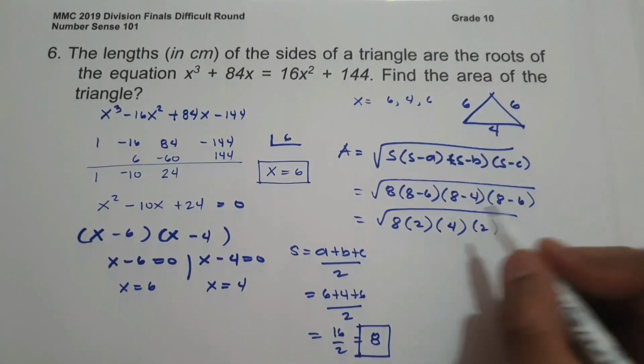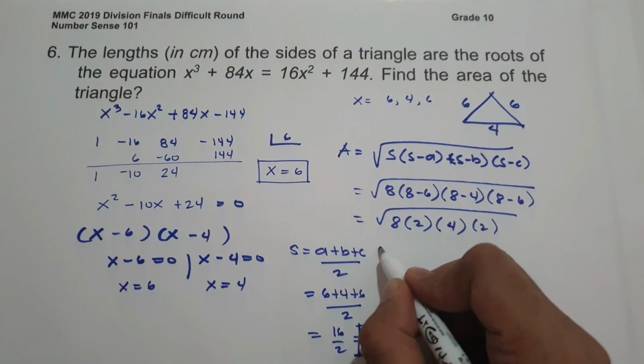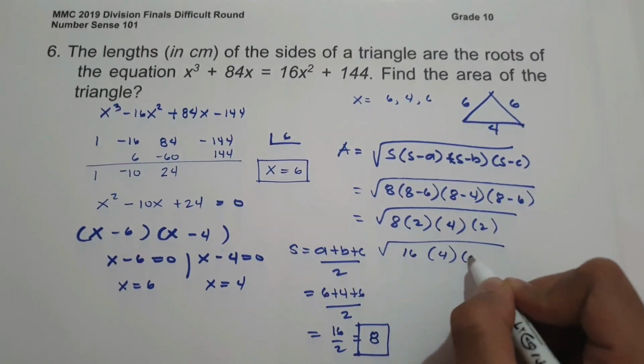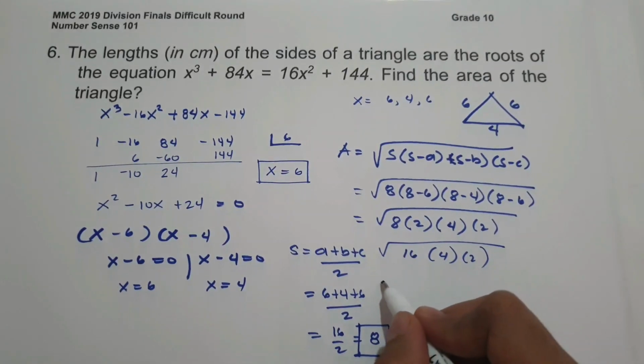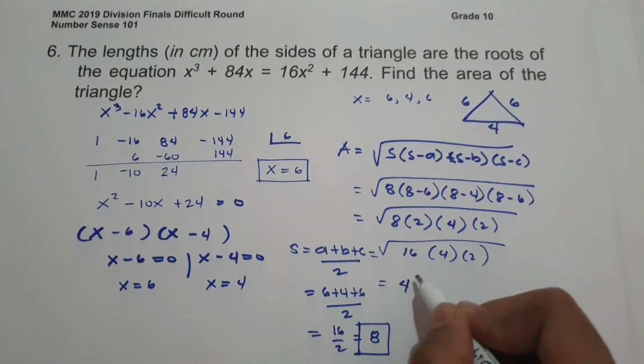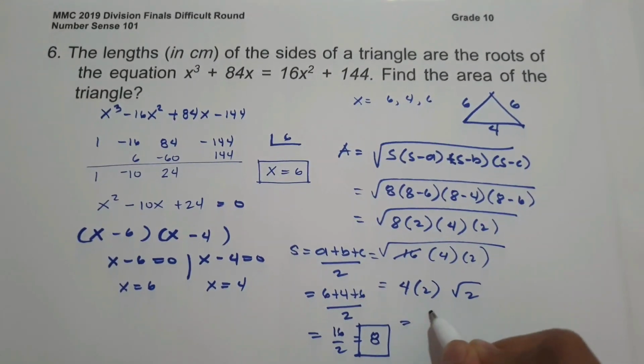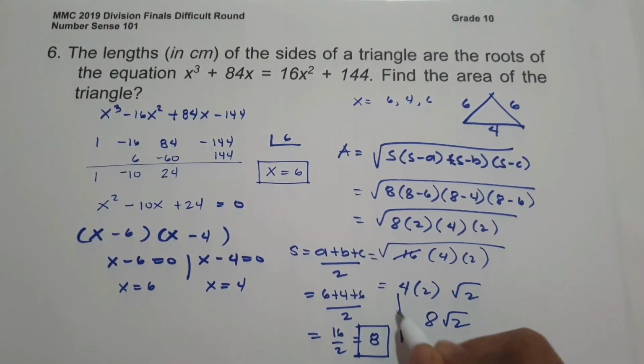And then let us have 8 times 2, that is 16. 4 times 2 is 8. The square root of 16, that is 4. Square root of 4, that is 2. And then we have 8 square root of 2. And this will be our answer.